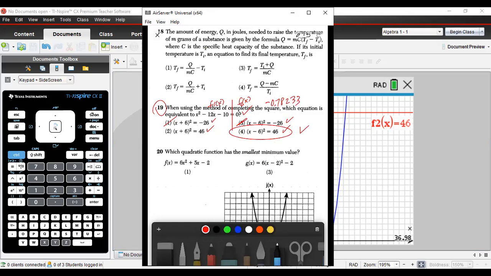And I'm done. So even though I haven't shown you guys how to complete the square, you can still graph each one of these equations as functions. The left-hand side goes into one, the right-hand side goes into the other, find the intersections, and then go through each one of these answers and see which one has the same solution. That's going to be the one that's equivalent. All right, I'm going to stop this and post it.